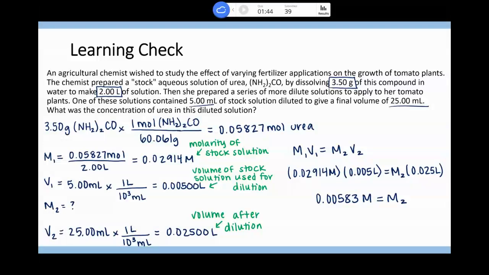Questions on this problem here? Okay, I'll leave it up.